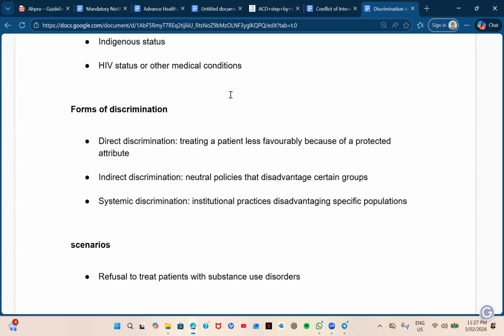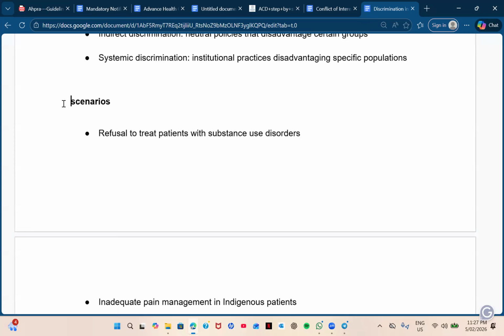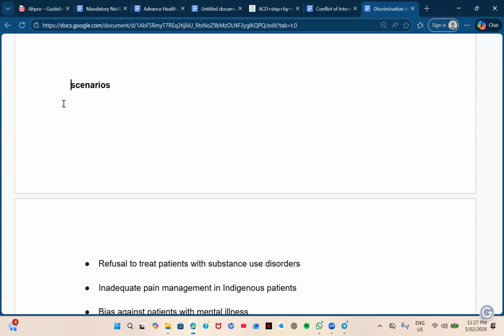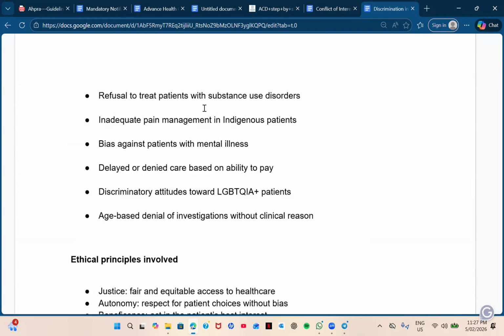Like that. Okay. Then I have added some scenarios that can explain discrimination: refusal to treat patients with substance use disorders, inadequate pain management in indigenous people, bias against patients with mental illness, delayed or denied care based on ability to pay, discriminatory attitude toward LGBT populations, then age-based denial of investigation without clinical reason.